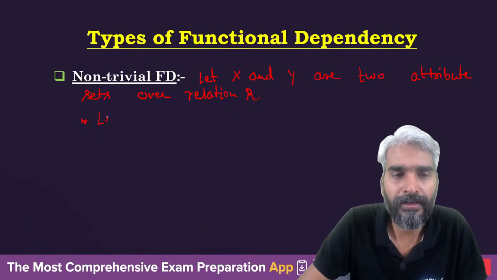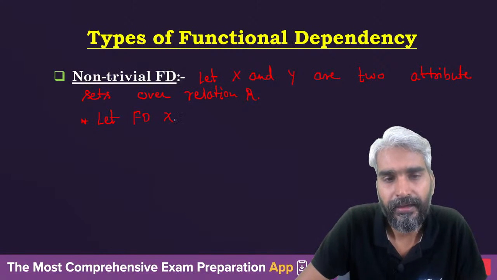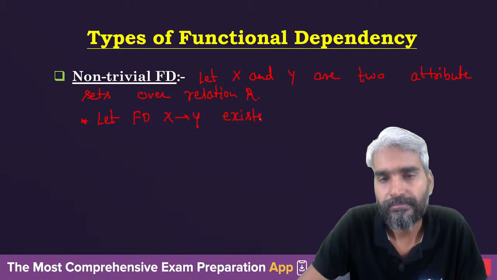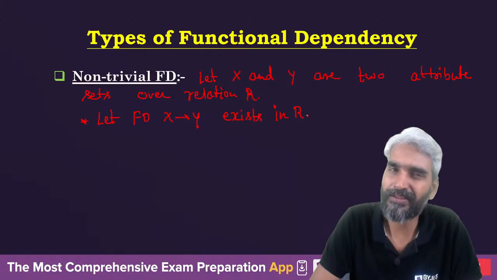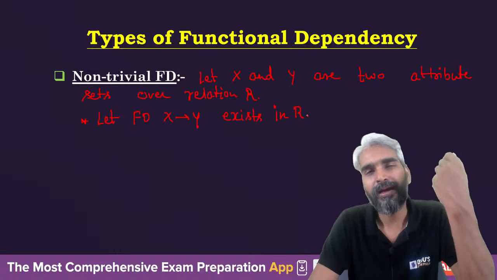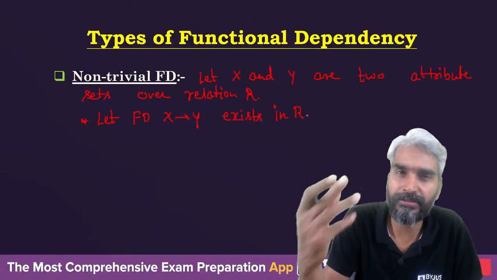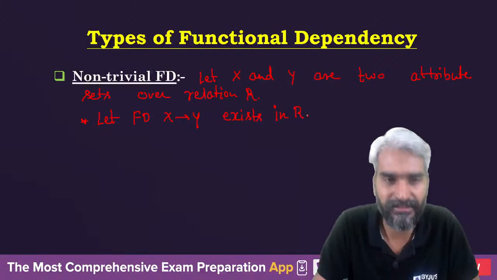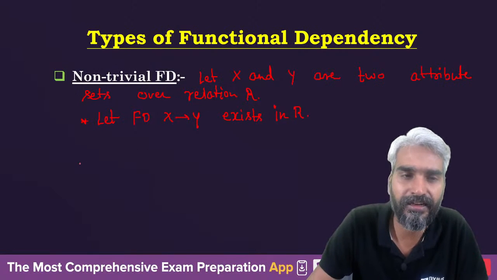So let's assume, let FD X implies Y exist in R. So there I directly said that in FD X implies Y, if X is the superset of Y, then X implies Y will definitely exist in the relation. But here, first of all, it should exist. Let FD X implies Y exist in the relation R.